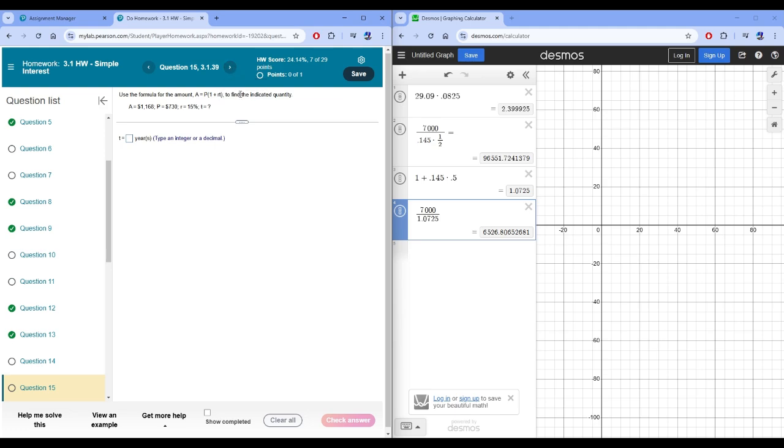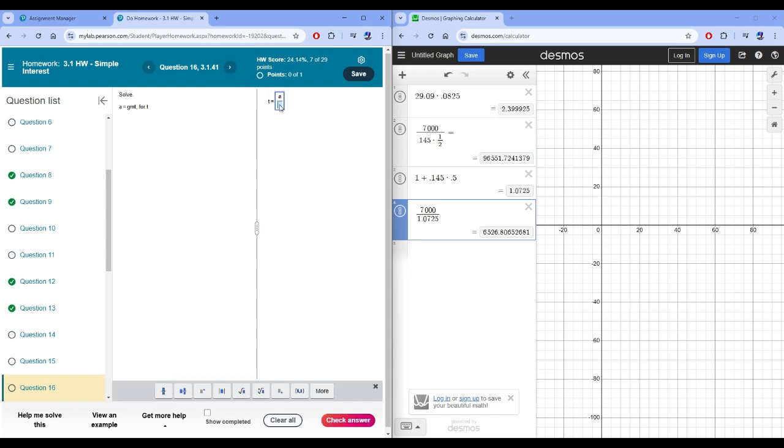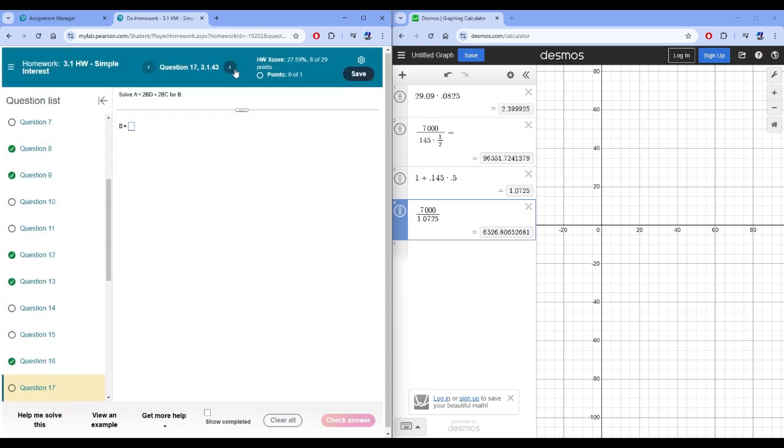Using the formula, find the indicated quantity. Plug in T. So I think this is pretty straightforward. You're looking to see when your principal of $730 at an interest rate of 15% is going to be $1,100. Solve for A equals GMT for T. Divide both sides by GM. A over GM. Yeah, easy. Alright, moving on.